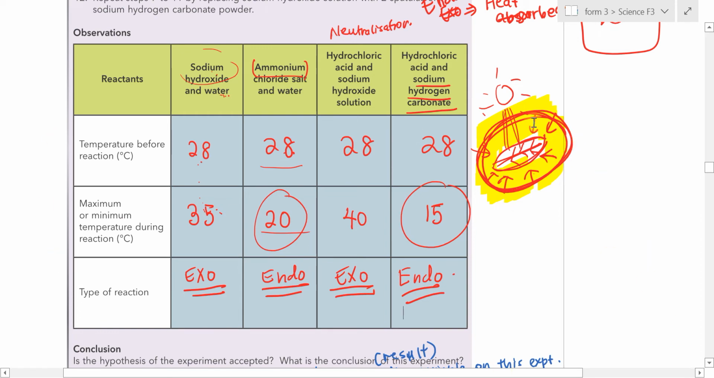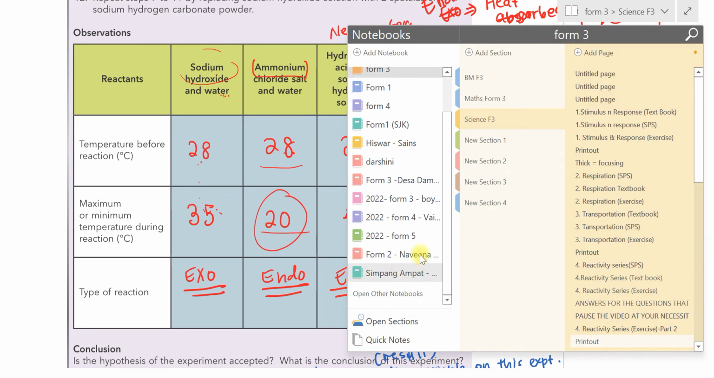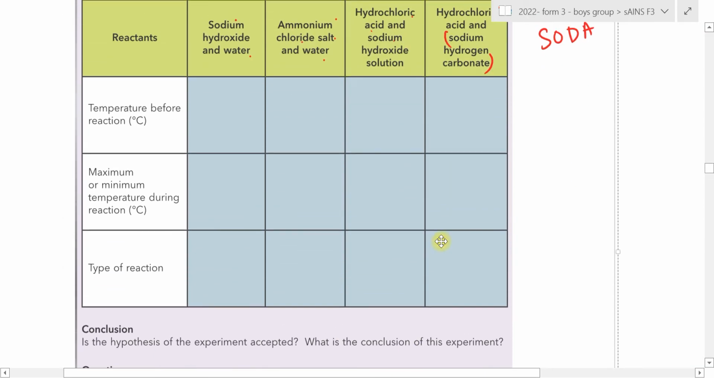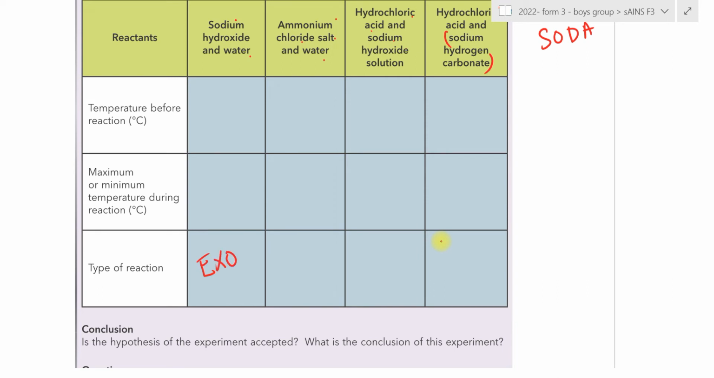Please copy down the result of this experiment. Now let us continue. At the end you will find out this is exo, sodium hydroxide plus water. Ammonium, any ammonium is endo. Neutralization is exo. Hydrochloric acid and sodium hydrogen carbonate is endo.